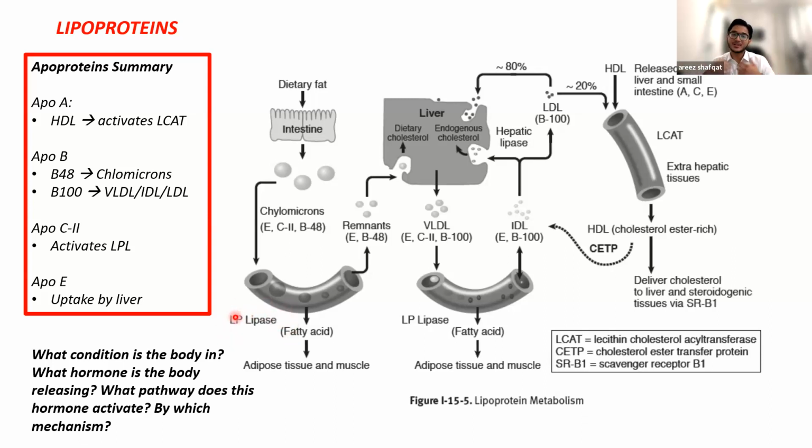And this goes in line with the questions we were asking, right? Because this would be after a meal. So this is well-fed state. So insulin would be active. And active insulin would stimulate lipoprotein lipase at the gene level. The lipoprotein lipase would be expressed in the adipose tissue and in the muscle, the capillaries, and it would extract fatty acids from these chylomicrons.